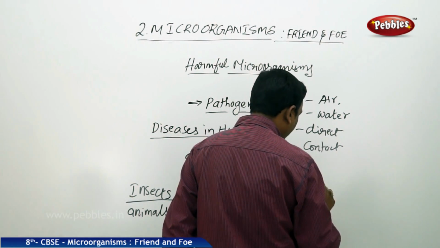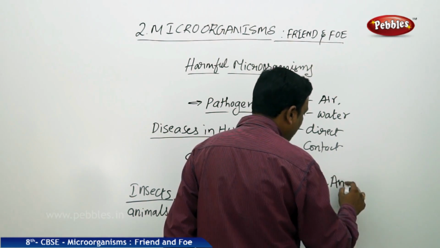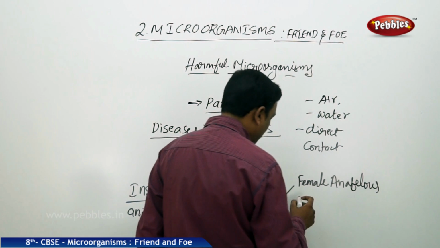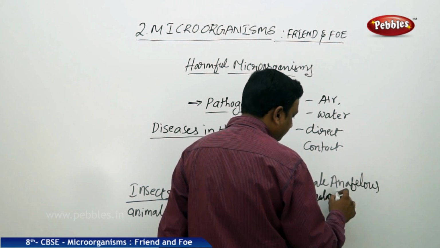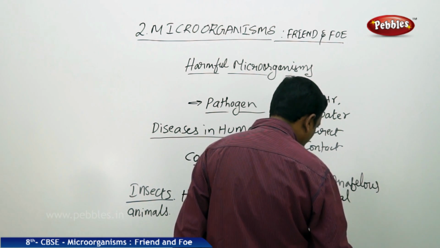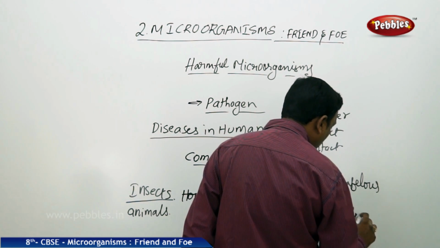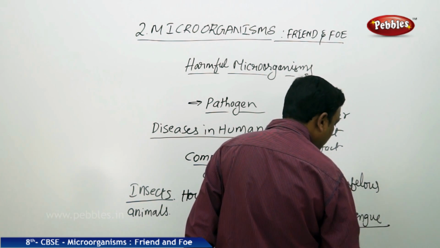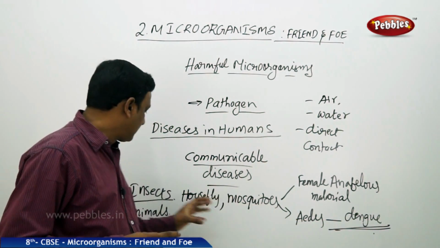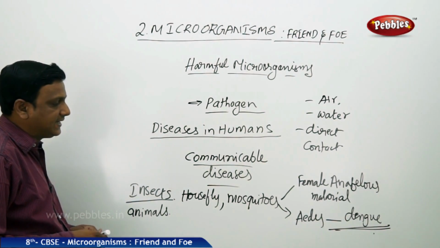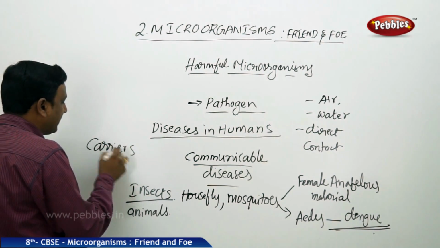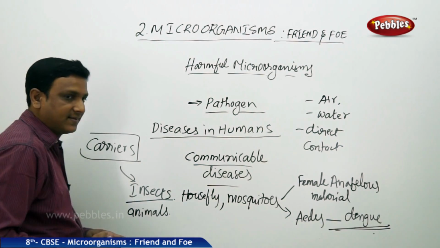The female Anopheles mosquito carries the malarial parasite. And the Aedes mosquito carries dengue causing pathogens, microorganisms. So these insects and animals which are carrying the disease causing organisms are called carriers. There is a specific name given to them: carriers. What are the carriers? Insects and other animals.